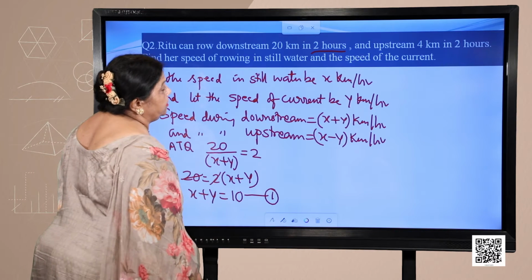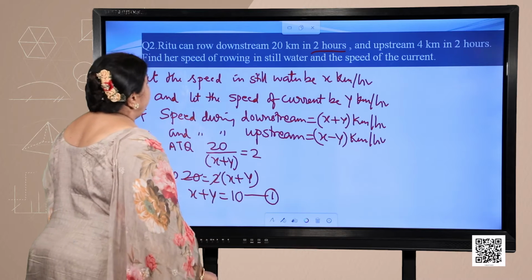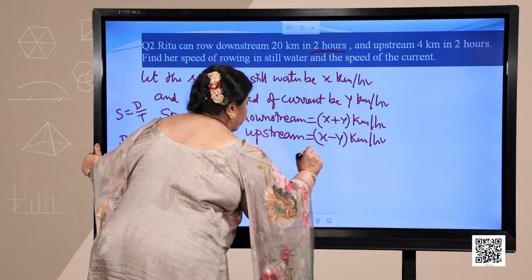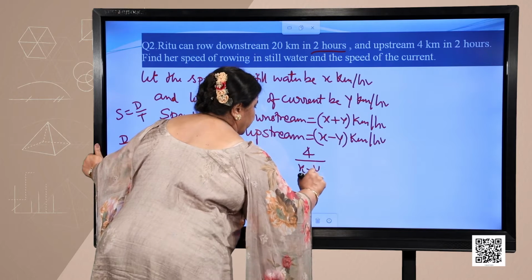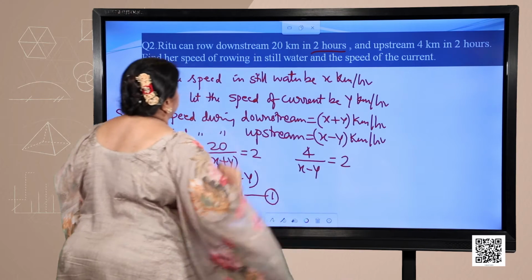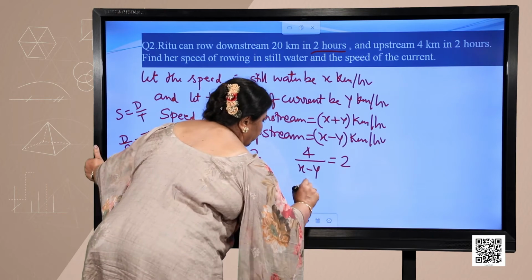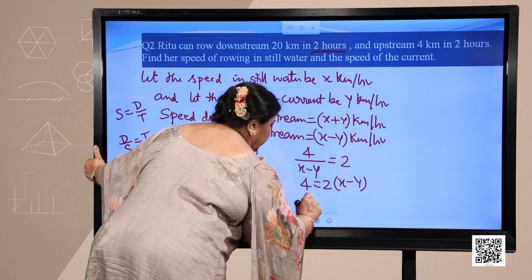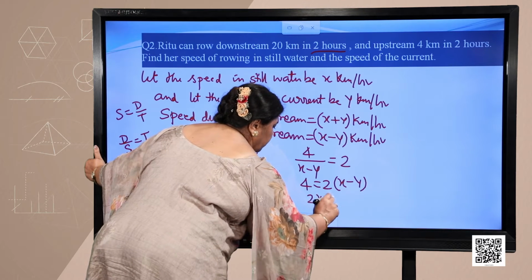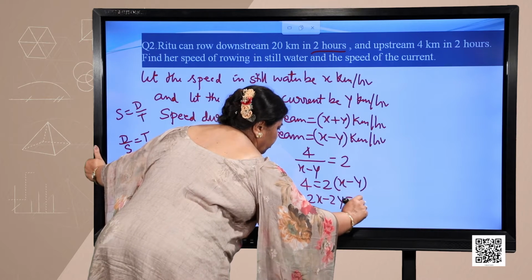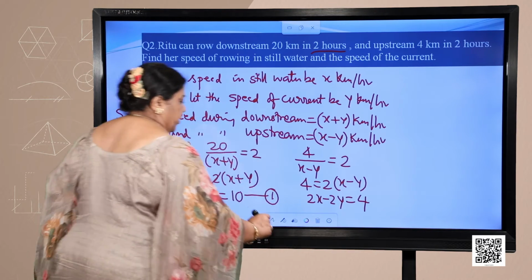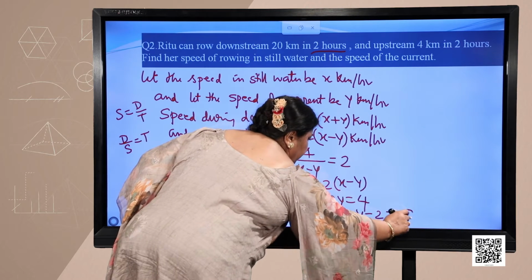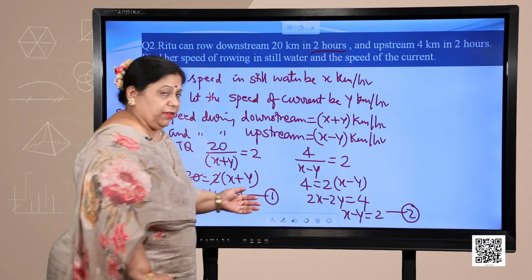Let us see the next condition. She can row upstream 4 kilometers. So, 4 upon x minus y again in 2 hours. So, if I cross multiply, I get 2 into x minus y, that gives me 2x minus 2y is equal to 4. If I take 2 common, x minus y is equal to 2. These are very simple equations.